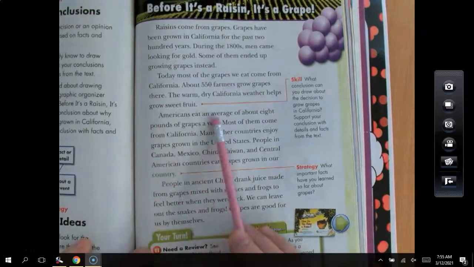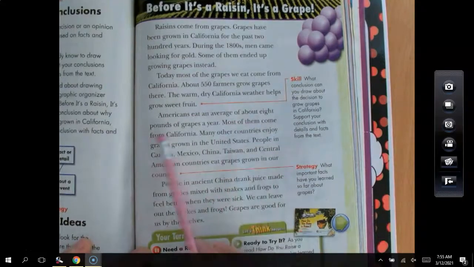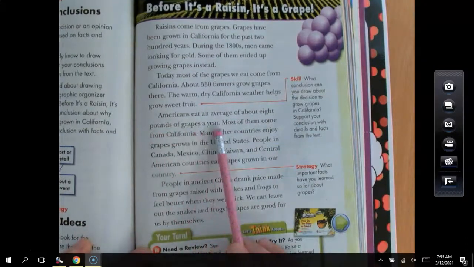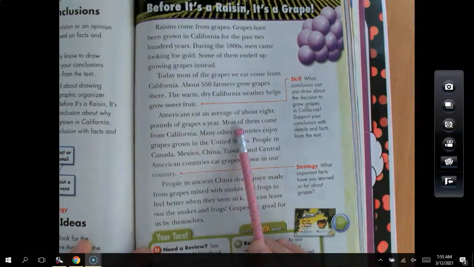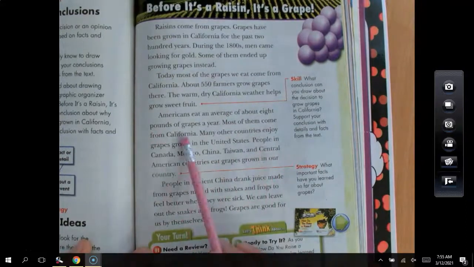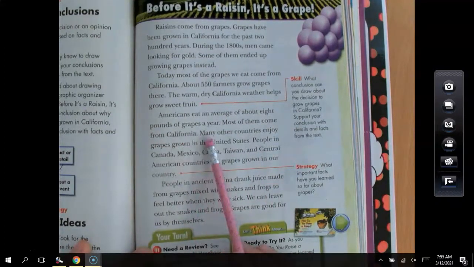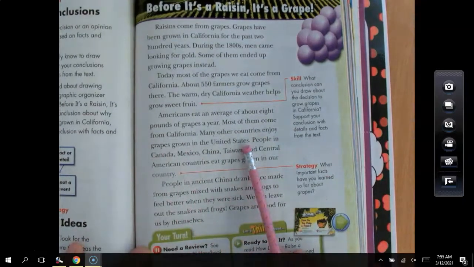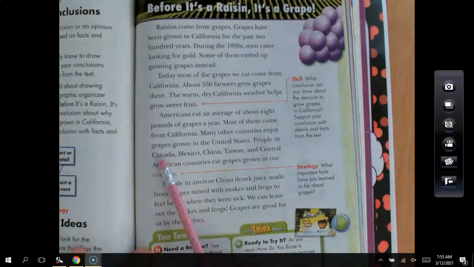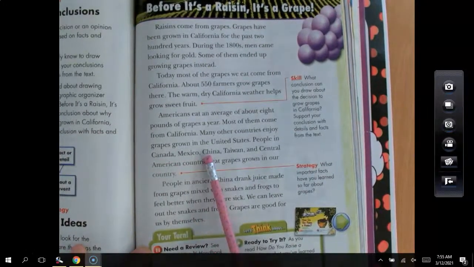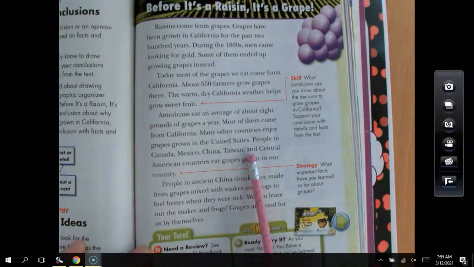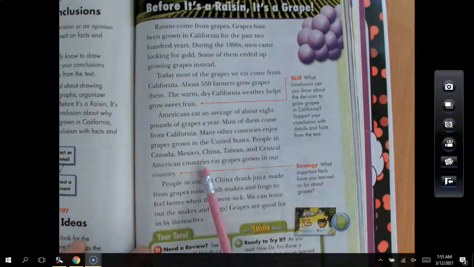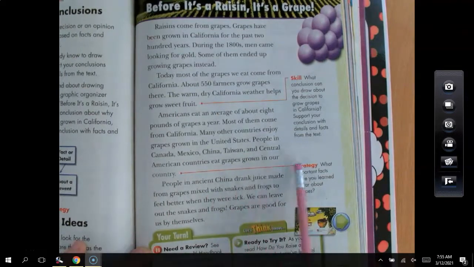Americans eat an average of about 8 pounds of grapes a year. Most of them come from California. Many other countries enjoy grapes grown in the United States. People in Canada, Mexico, China, Taiwan, and Central American countries eat grapes grown in our country.